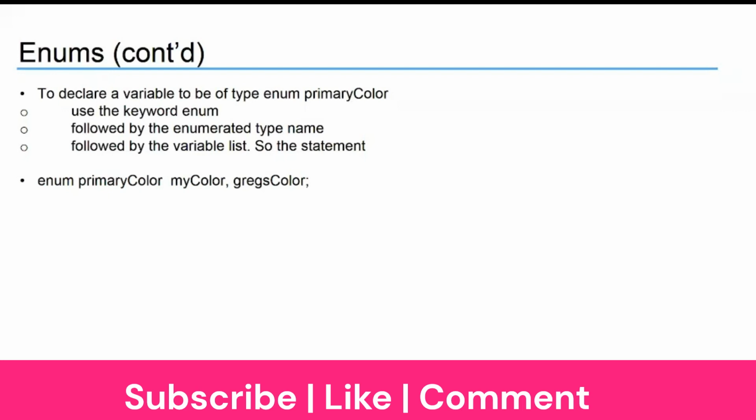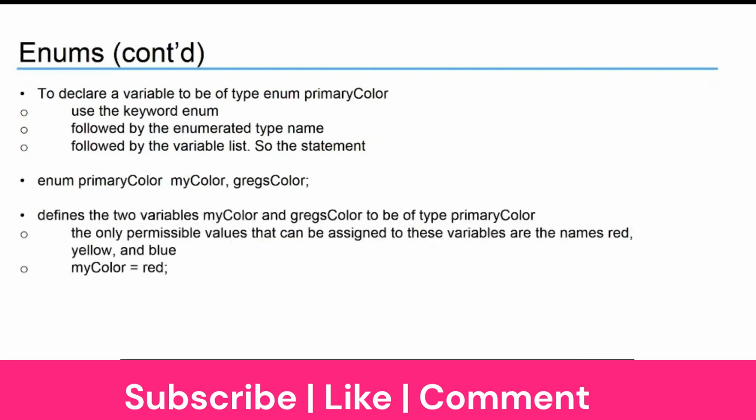So again, this is where we are using the enum. We have already defined what the enum can be, just red, yellow, or blue. Now we are saying we have two variables named my color and Greg's color that can only contain one of those three values, and can't contain anything else. So here we are declaring two variables, my color and Greg's color, to be of the type primary color, which is an enum type.